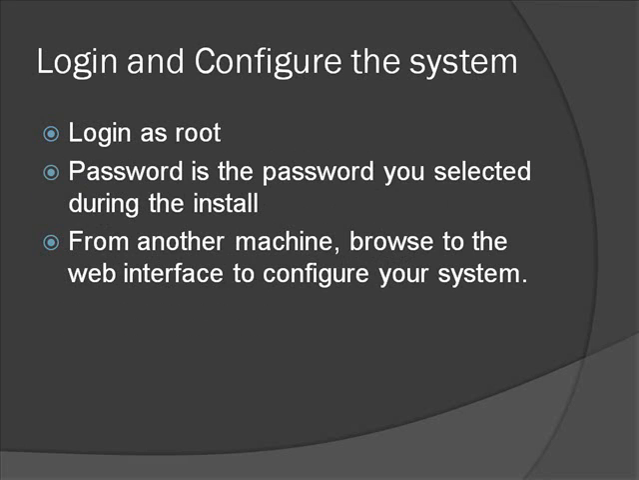Once the system is all up and running, you're just going to log in and configure the system. You'll log in as root. The password is whatever password you selected during the install. And then from another machine, because there is no web browser on the Trixbox machine, browse to the web interface to configure your system. Again, we're going to go through this so you know exactly what we're talking about.